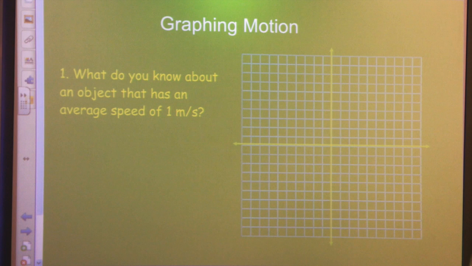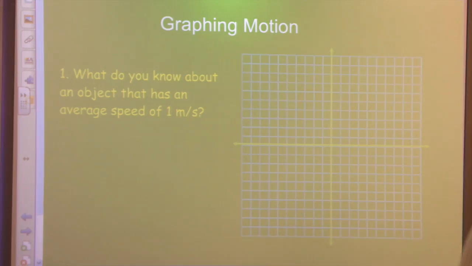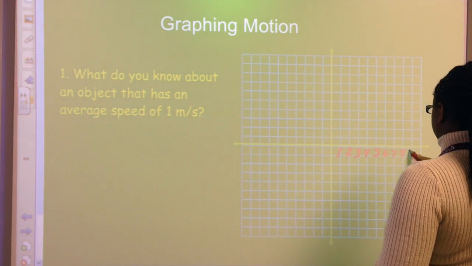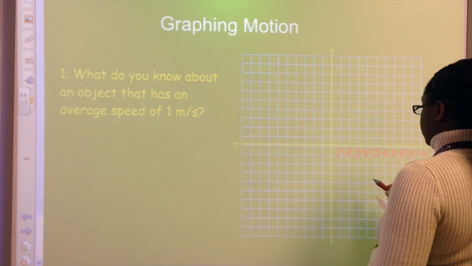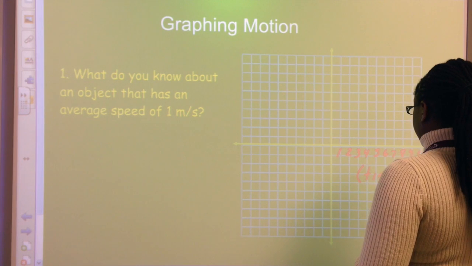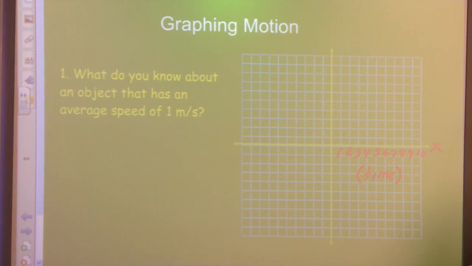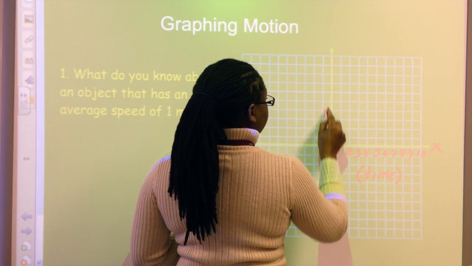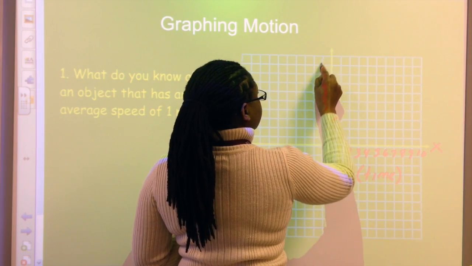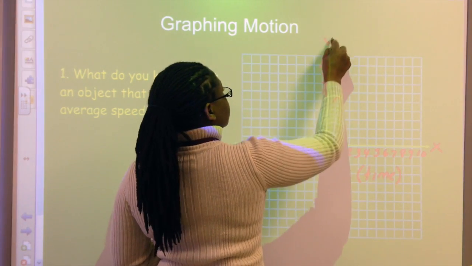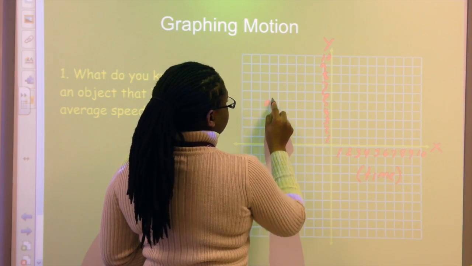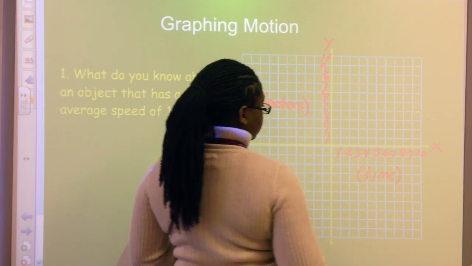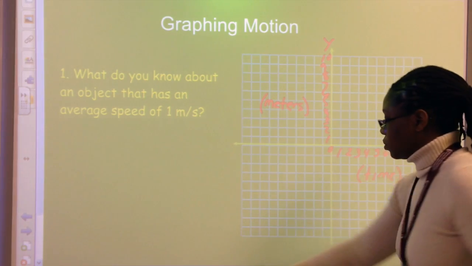All right, problem number 1: what do you know about an object that has an average speed of 1 meter per second? First thing we need to do is label our line graph. So I'm going to start off with your x-axis, and I'm going to put time down in that section. And then on the y-axis, I'm going to put the variable for distance. Now our time is going to be in seconds, and our distance will be in meters.